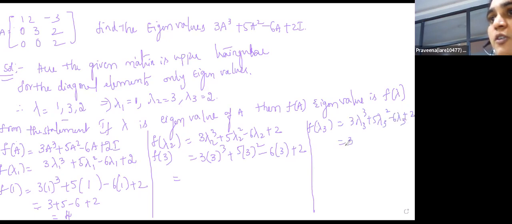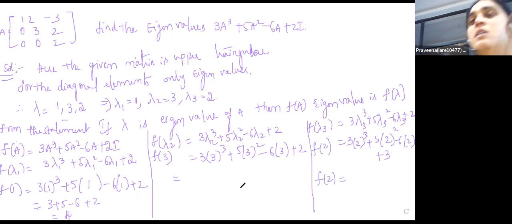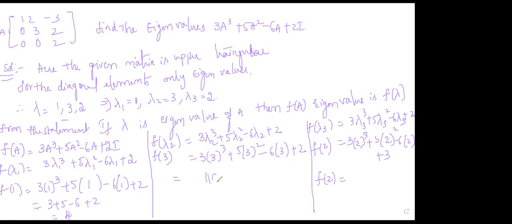That is 3 into lambda 3, which means 2 cube, plus 5 into lambda 3 square, which means 2 square, minus 6 into 2 plus 2. That is f of 2. Tell me the final answer of that. First tell me f of 3. 110, ma'am. 110. And what about f of 2?